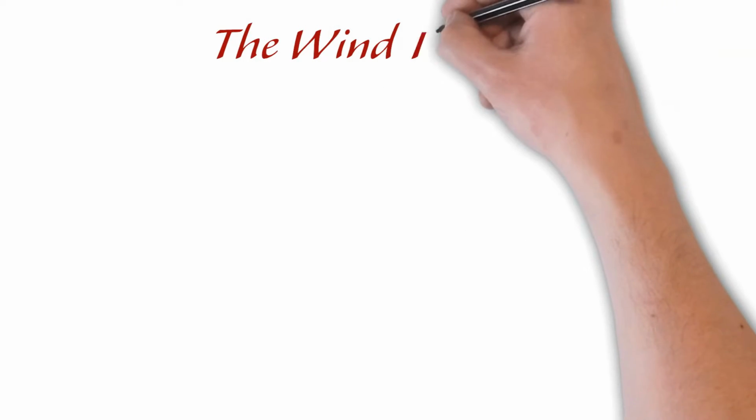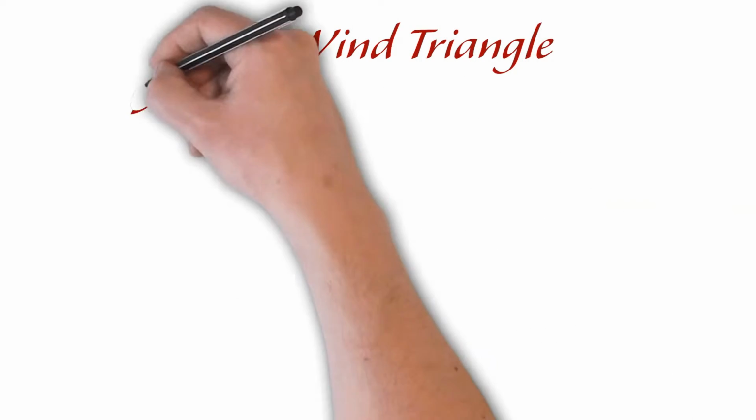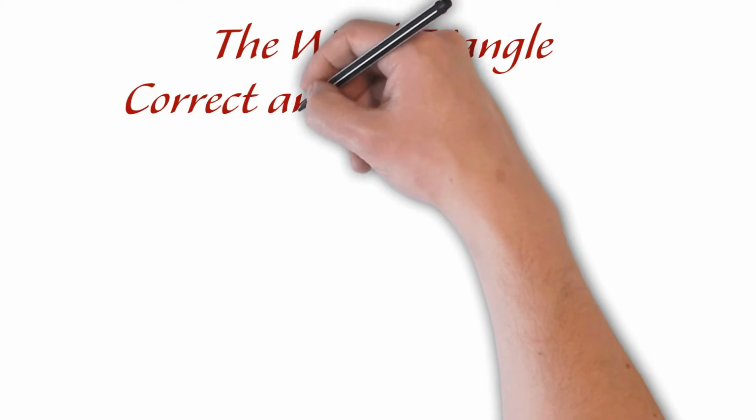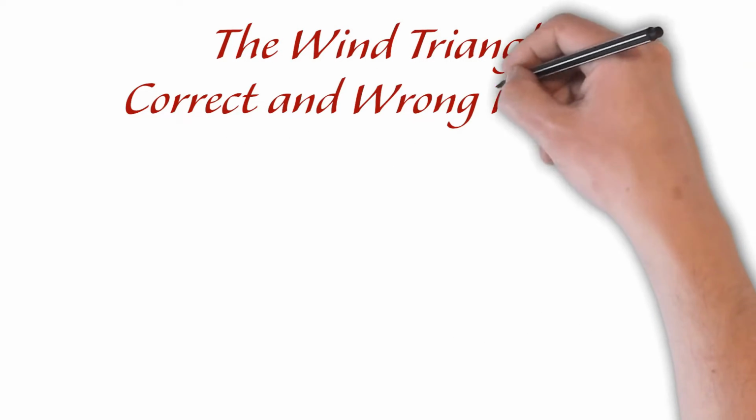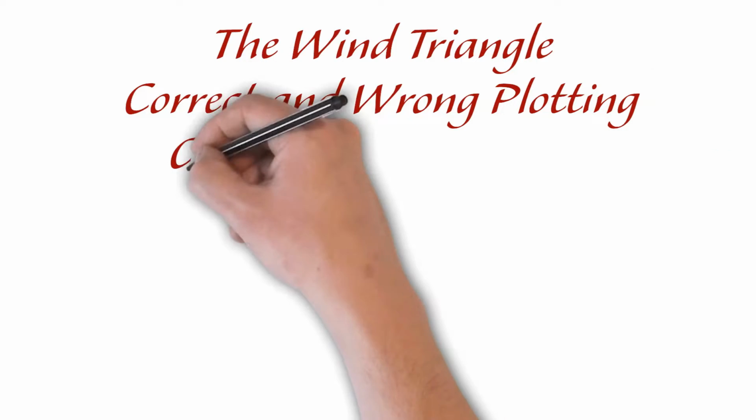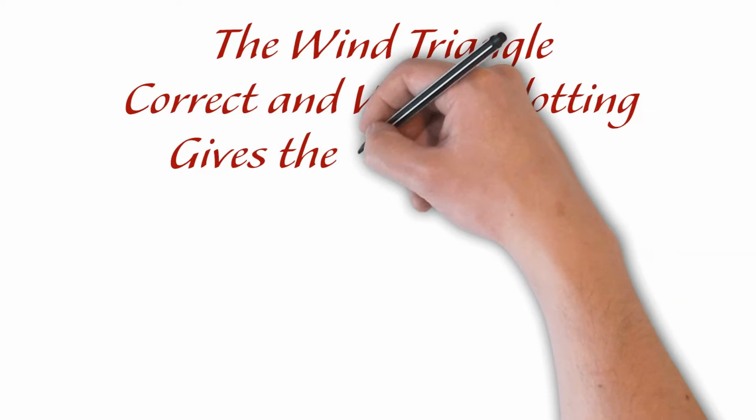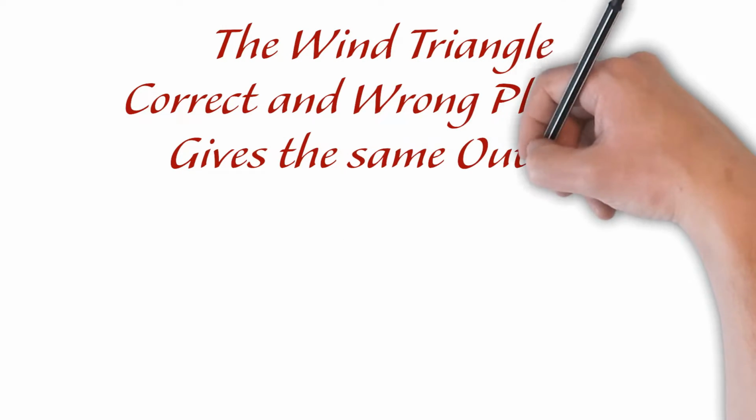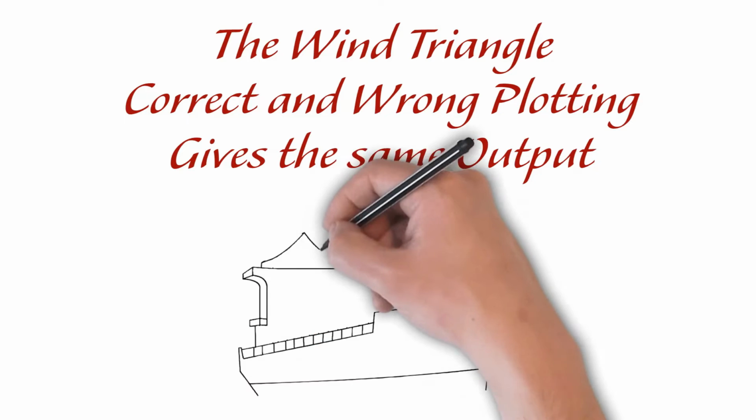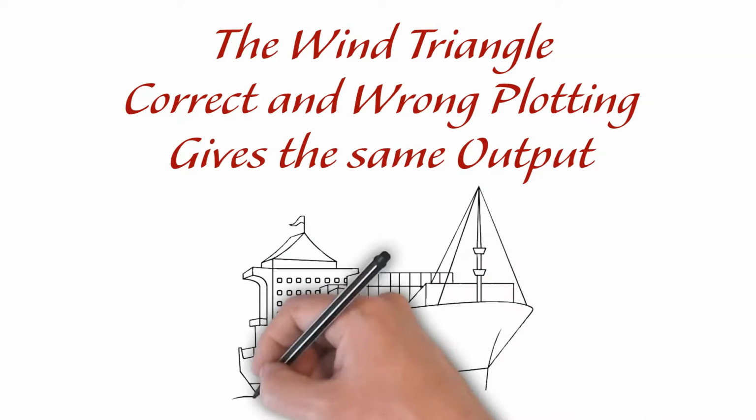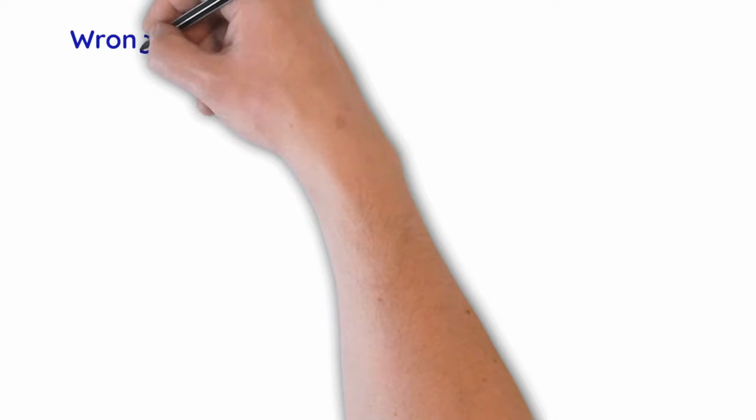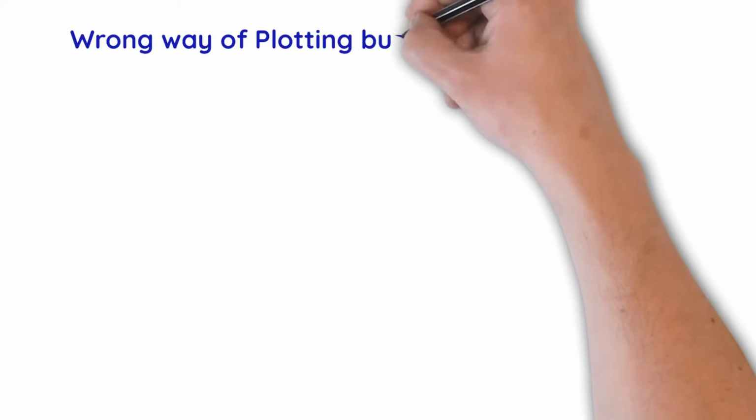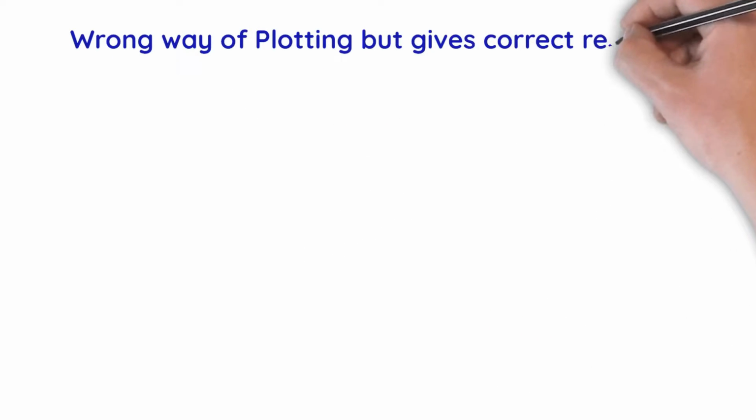The wind triangle. Correct and wrong plotting gives the same output. Wrong way of plotting, but gives the correct result.